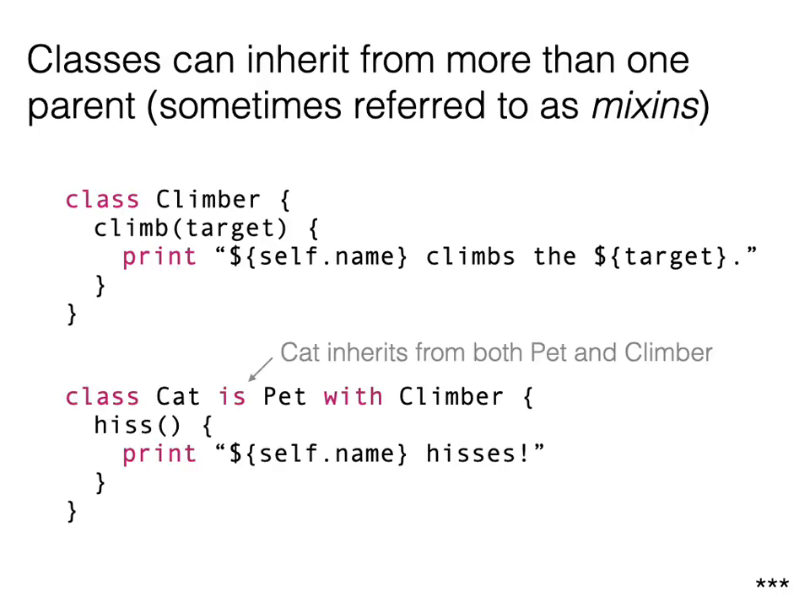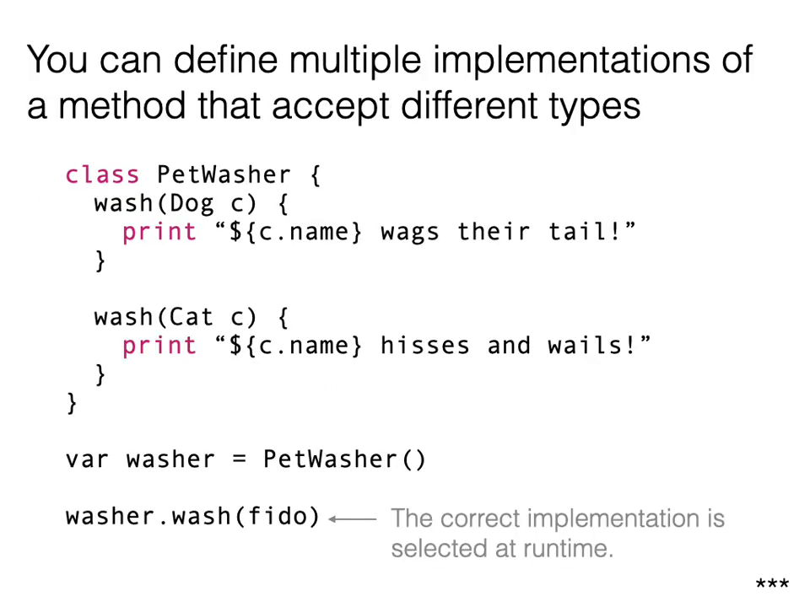We're able to inherit from more than one parent. So here we make a cat, which is using the pet class as its parent, but because cats can climb, unlike dogs, I guess, we'll also inherit from this new class climber. As well as the inherited methods, the cat class will define another method to hiss. We're able, just like functions, to create methods that accept different types as their arguments. And again, just like functions, the correct method will be selected at runtime.